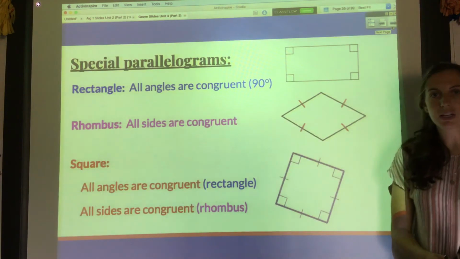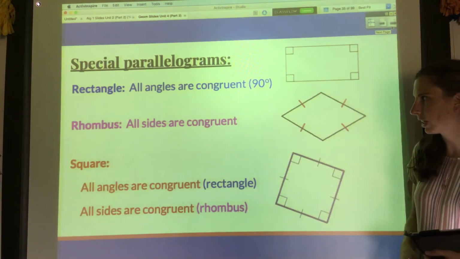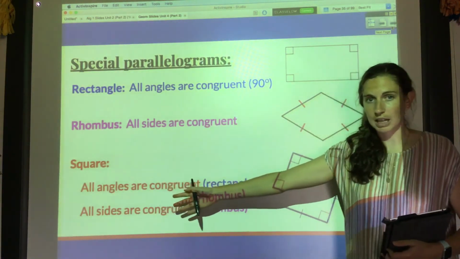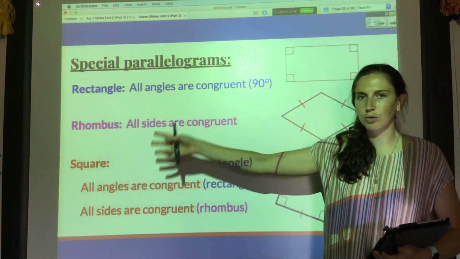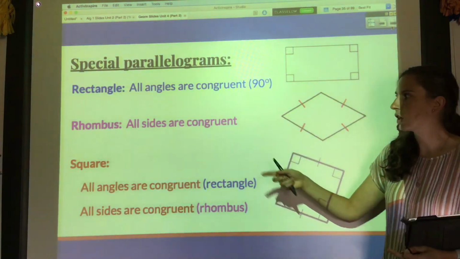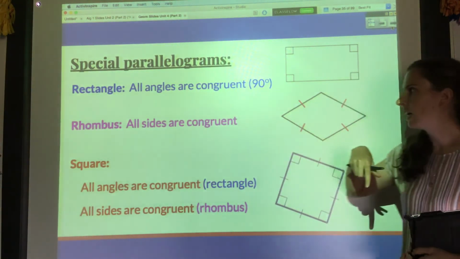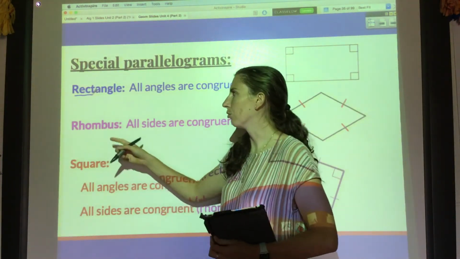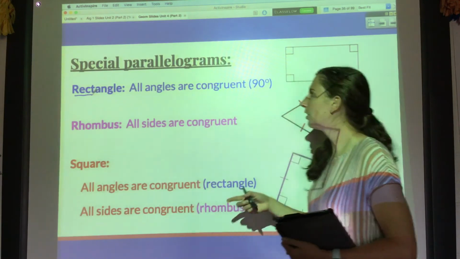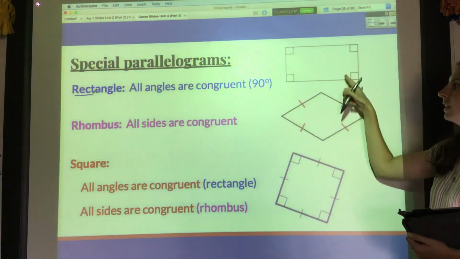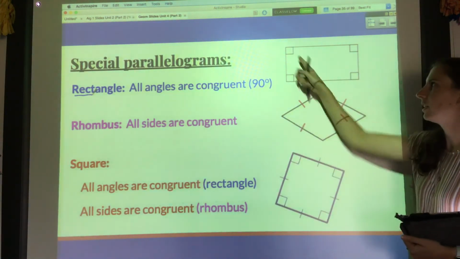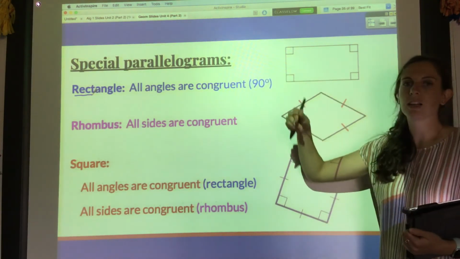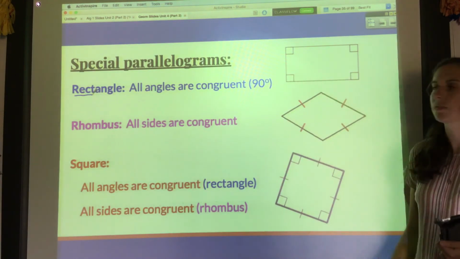There are a few special parallelograms that I'm sure you've probably heard of. All of these are parallelograms. So these are within the realm of parallelograms. You've got rectangles. Rectangles, the prefix rect, I think is German maybe, for right and angle. It literally means right angles. So it's got all 90-degree angles, all congruent angles. Again, a rectangle is a parallelogram because its sides are parallel.